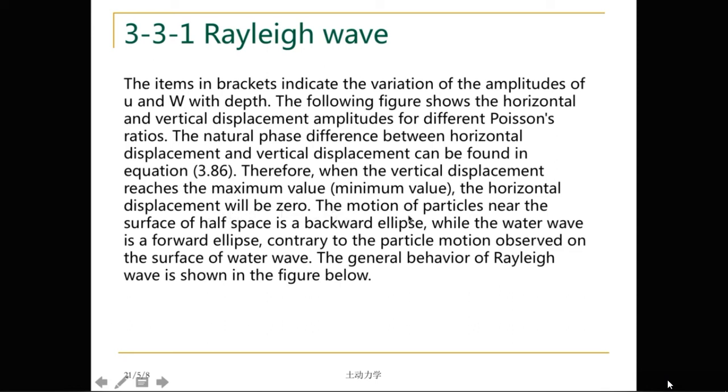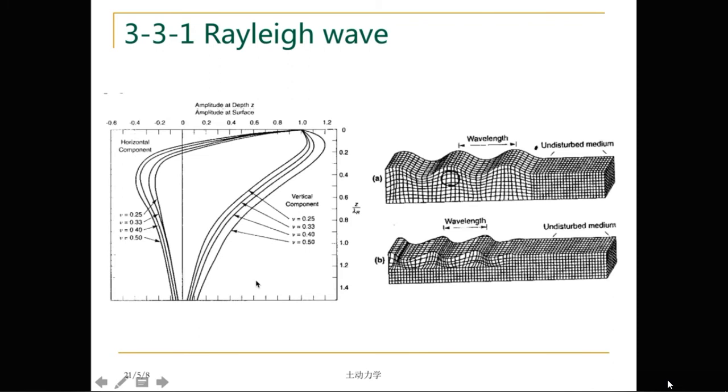And the motion of particles near the surface of the half space is a backward ellipse, while the water wave is a forward ellipse. Contrary to the particle motion observed on the surface of a water wave, the general behavior of Rayleigh waves is shown in the figure in the following.